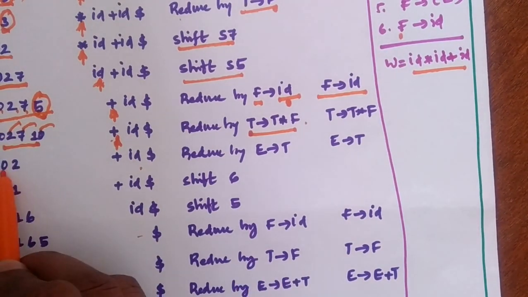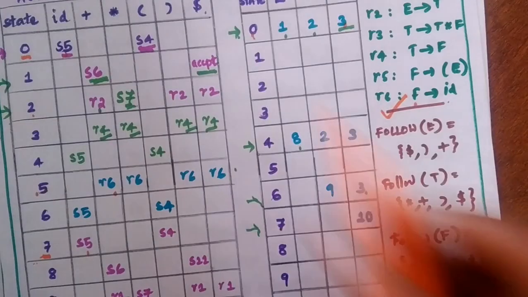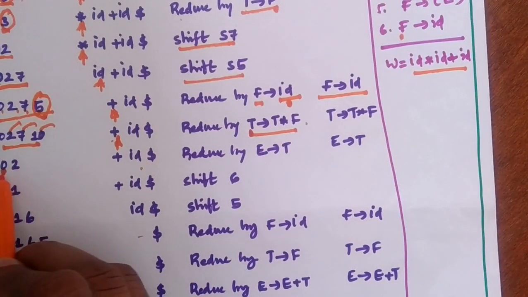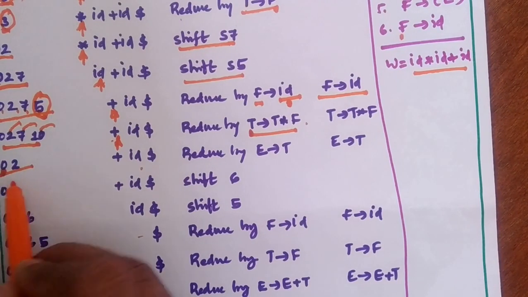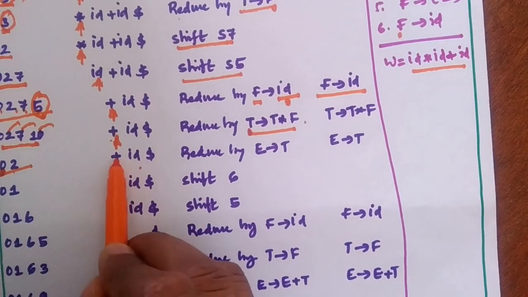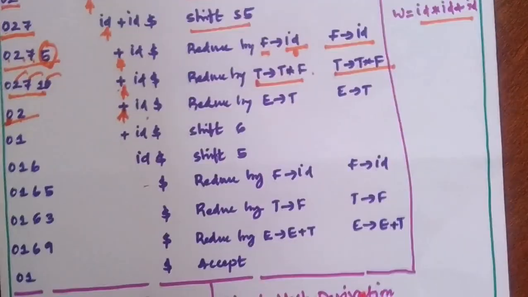Then the stack top is 0. Then 0 and T in the goto table. 0 and T is 2. So the LR parser will push 2 onto the top of the stack. Then the current status of the stack is 0, 2, and the input pointer points to the same symbol, and it will produce output as T gives T star F.